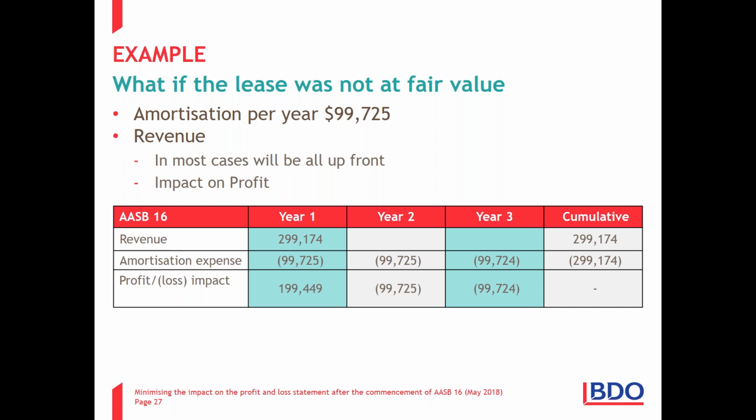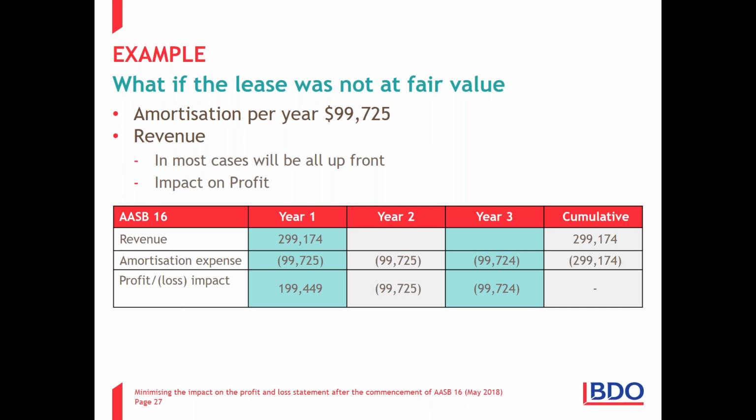which therefore would suggest you might have a revenue of $299,174 in year one, an offsetting amortization expense, but a large impact to your profit, as you can see there, which is increasing profit, which is a good thing. But unfortunately, in years 2 and 3, you just have a negative impact to your profit because of the amortization expense. Now, obviously, that has a significant impact annually on your financial statements, but cumulatively, the impact nets out to zero.